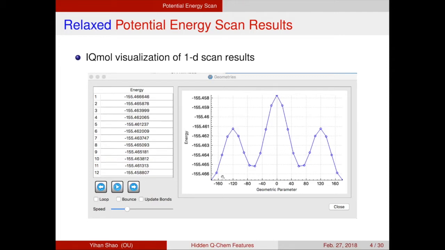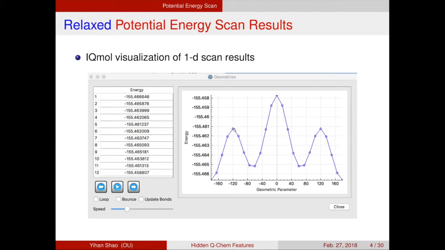Overall, the energy range is about 0.008 hartree, and that's about 5 kcal/mol. So this is the torsional potential of butane, and we get it with a single calculation. Essentially, what we are doing here is that for each of these angles, we do a constrained minimization.